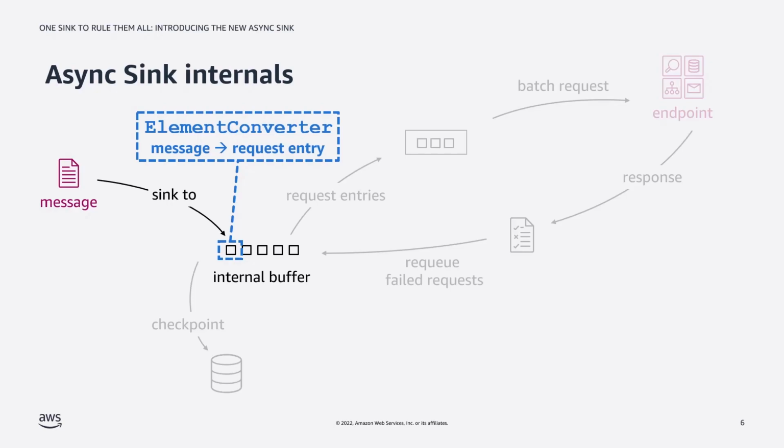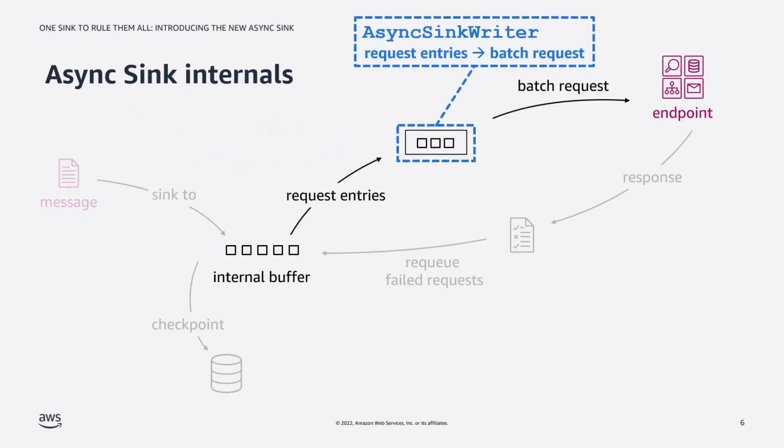And once applied, it converts that into a so-called request entry. So the element converter basically takes a message, extracts all these required properties, and then creates a request entry that is buffered in an internal buffer. And this happens individually for each message that arrives at the sink. And at some point, we have buffered enough request entries that you can make a batch request into the endpoint.